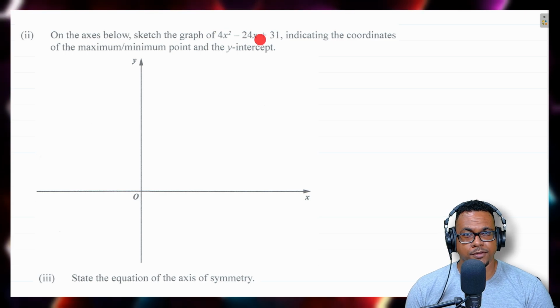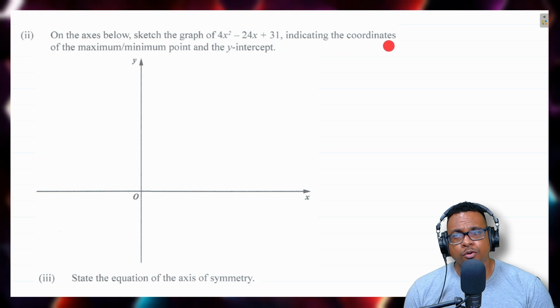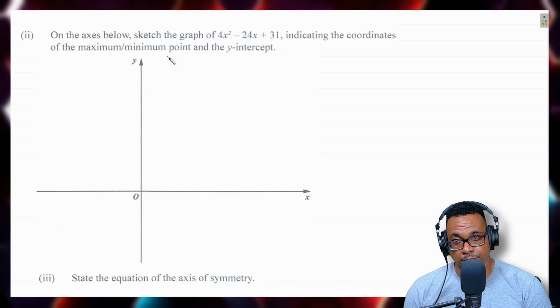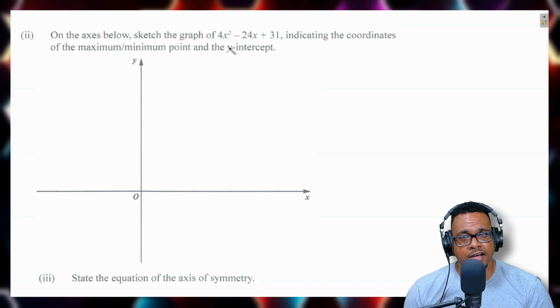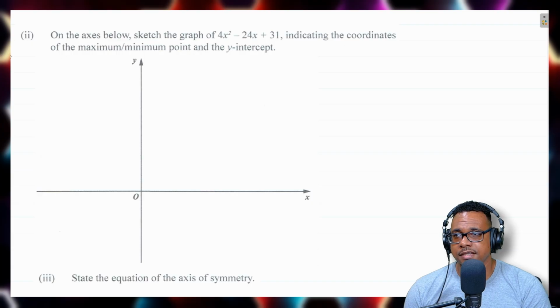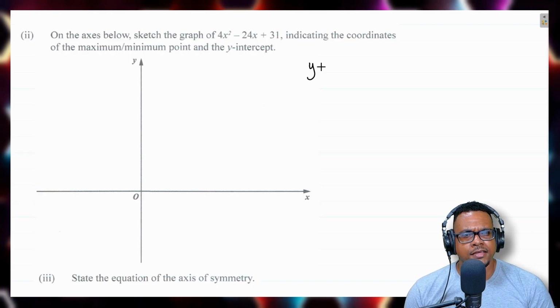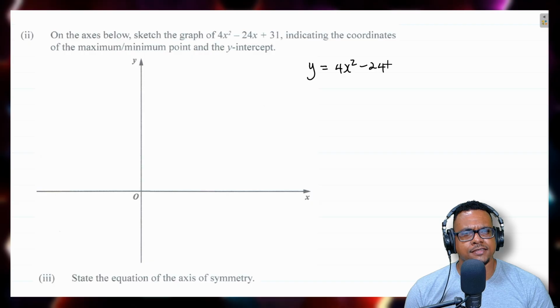Now moving on to part 2, we have, on the axis below, sketch the graph of 4x squared take away 24x plus 31, indicating the coordinates of the maximum/minimum point and the y-intercept. So since we are going to sketch the graph, I'll write out the quadratic as y is equal to 4x squared take away 24x plus 31.